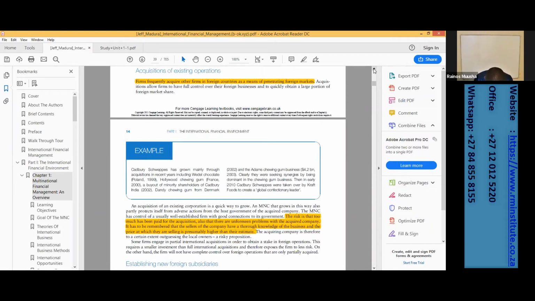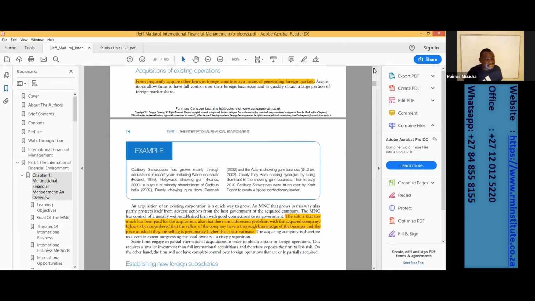So it has to be remembered that the sellers of the company have a thorough knowledge of the business, and the price at which they are selling is presumably higher than what they are estimating. So here they're saying that when it comes to acquisition of existing operations, this is where the multinational company is saying that for them to be able to grow, they are basically going to be buying other companies or an existing company in the country where they want to operate. So here it comes with its own advantages and disadvantages.